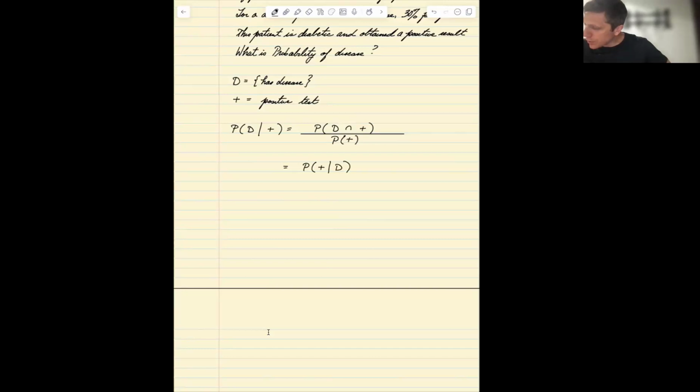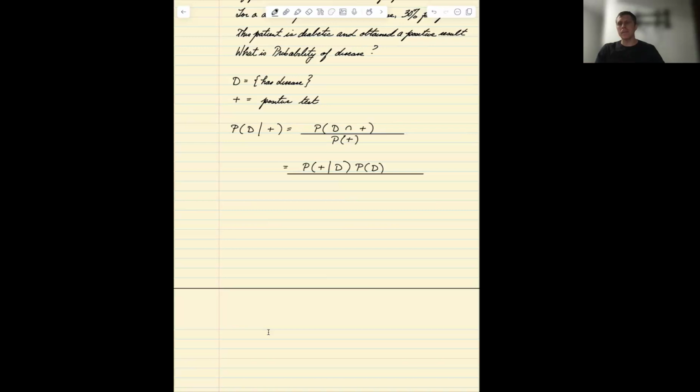We can use the multiplication rule, probability of having the disease. So this is the prior probability, 60%, times the probability of a positive test given the disease, which is 100%, right? If we have the disease, we always get a positive test. What's the probability of a positive test?